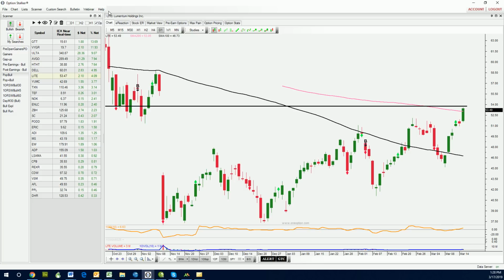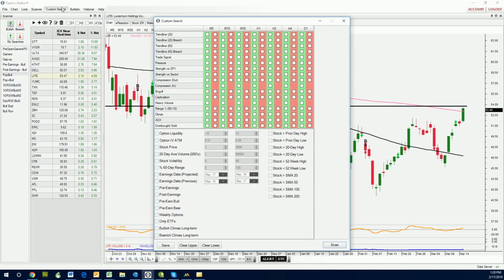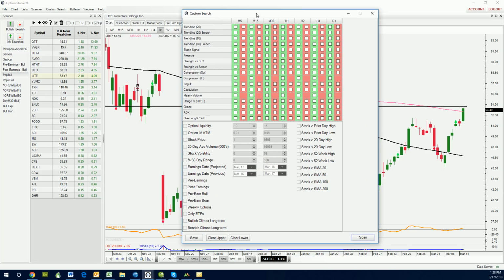And I haven't even showed you my custom search engine, which is so incredibly powerful. It's binary. There's no programming. You simply pick the time frame that you want to use. So for swing trading, we're going to be looking mainly at 30-minute, 1 hour, 2 hour time frames. We could even look at daily time frames.